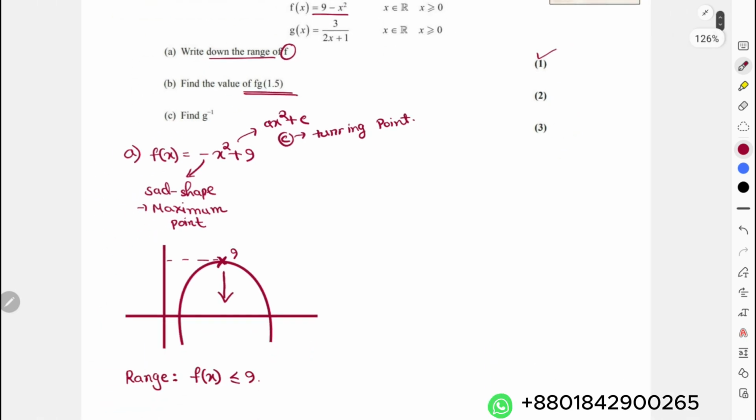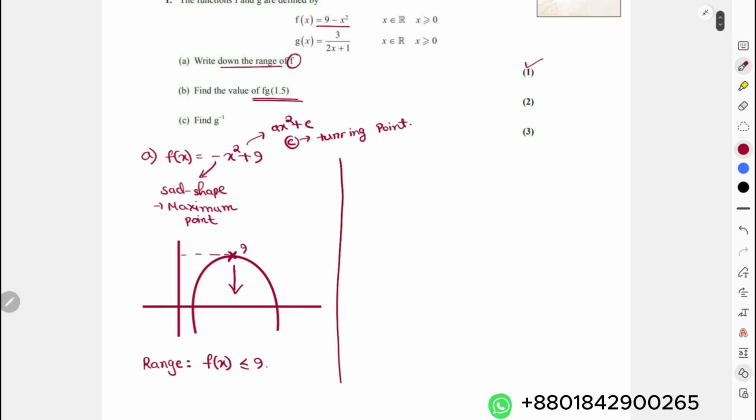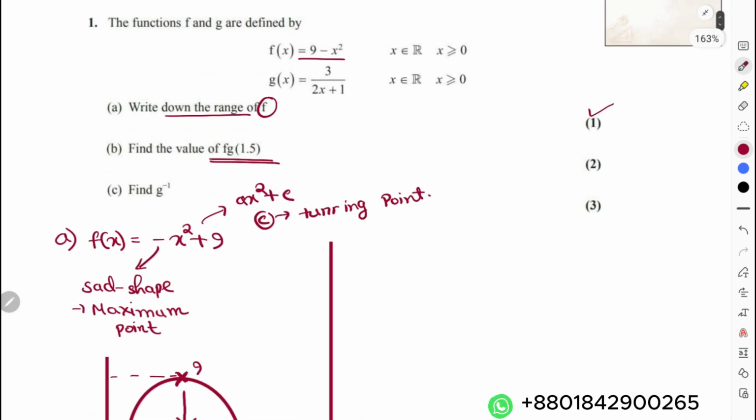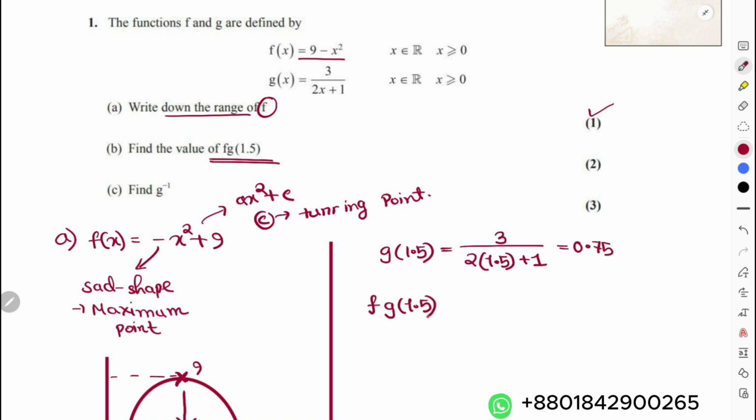g(1.5) into the equation, right? In this type of question, we have introduced one simple method from the previous question. I will first calculate g(1.5). So g(1.5) is 3 over (2 times 1.5 plus 1). So you get 3 over (3 plus 1), and that is 0.75. So I'm just going to find out fg(1.5), right? That means wherever I have x in the equation of f(x), I'm going to insert the 0.75, because g(1.5) is 0.75.